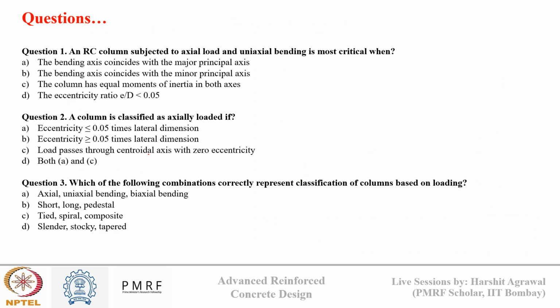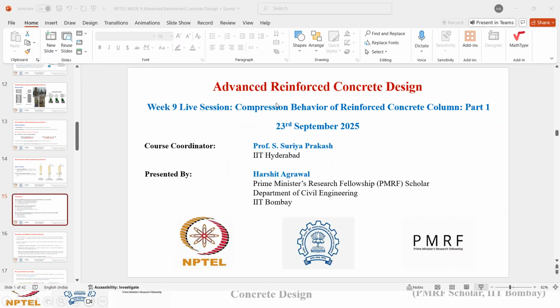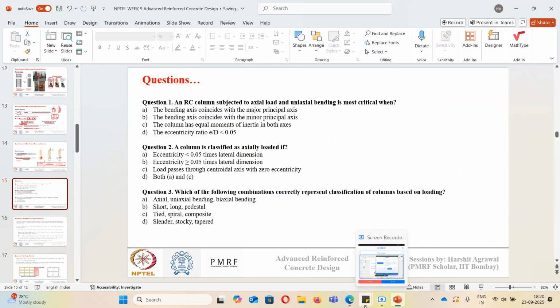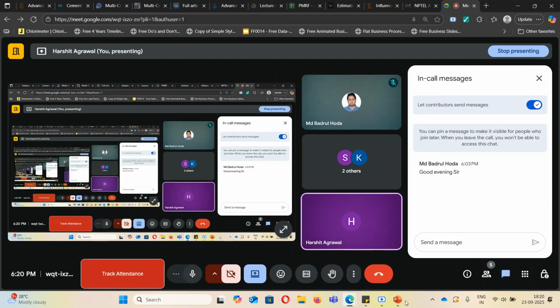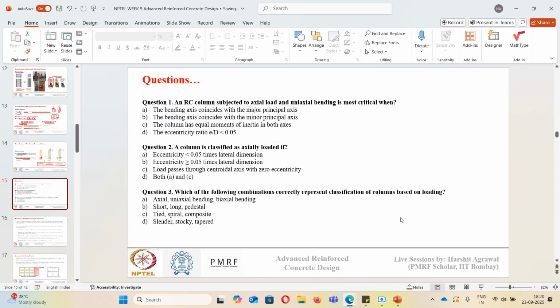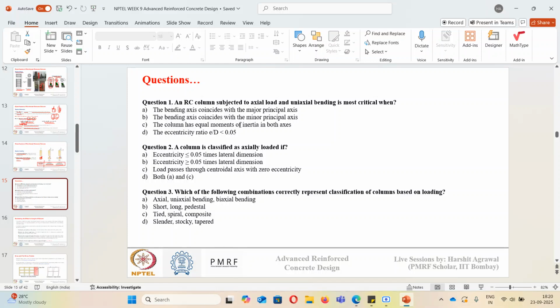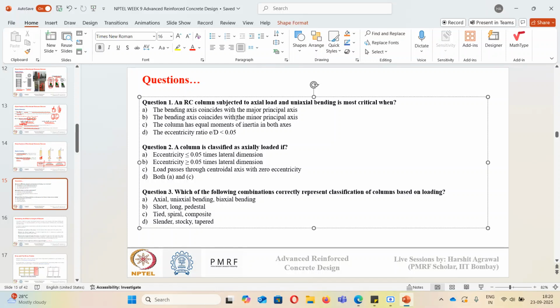Now just try to answer these three simple questions based on the classification of columns that we have seen. And if you have any doubt in the part that we have discussed till now, you can ask. Any doubt in the basic classification part of columns? Okay, if there are no doubts, just tell me the answer for question number one. A reinforced concrete column subjected to axial load and uniaxial bending is most critical when.